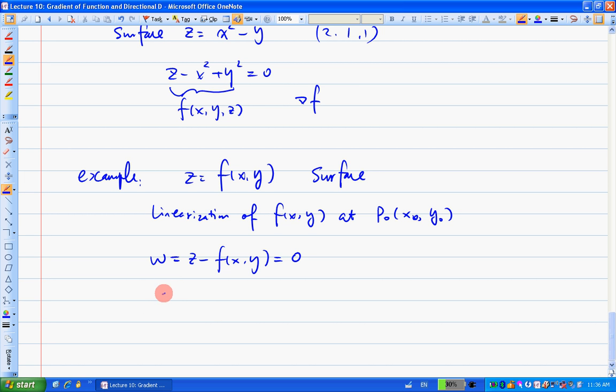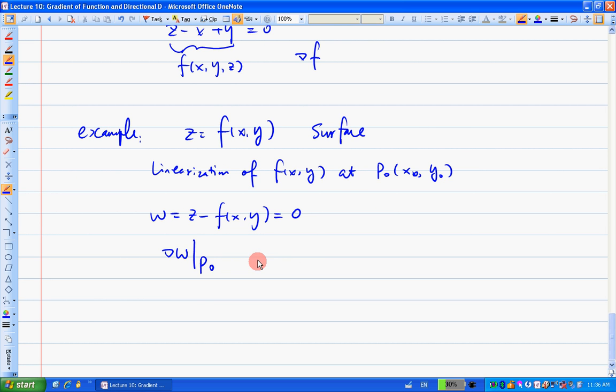And the plane we're looking for is del W at P naught. First calculate this one here. So what's the del W at P naught? Well, del W means partial W over partial X, and partial W over partial X is actually simply partial F over partial X at P naught. Partial W over partial Y means partial F over partial Y at P naught. Partial W over partial Z, Z is just Z here, which is going to be 1.